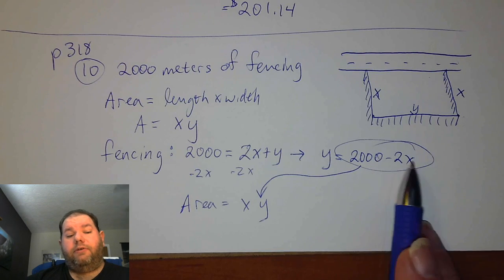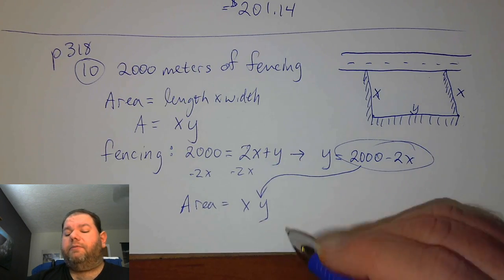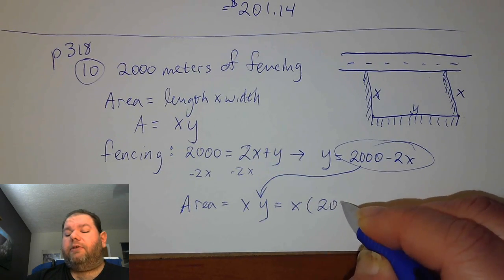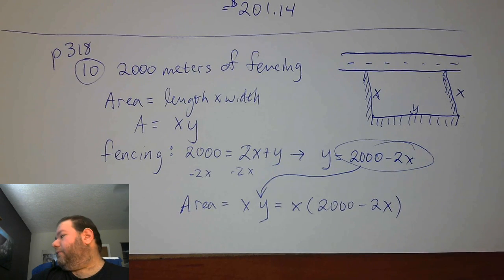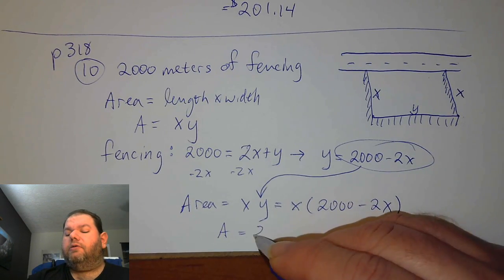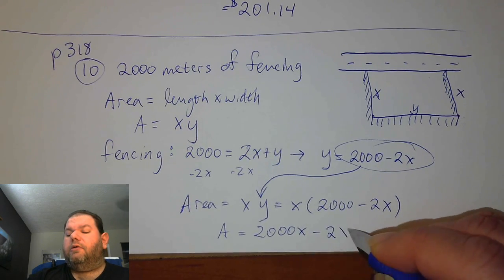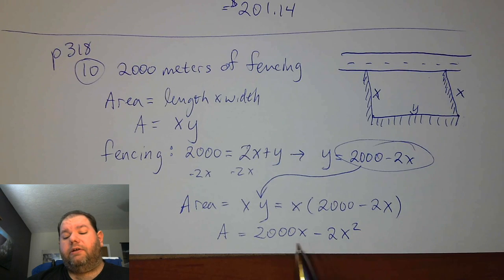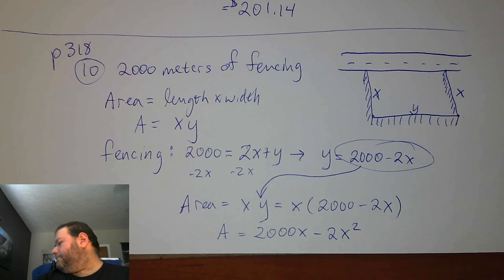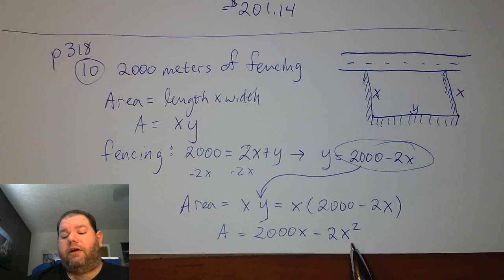Well, now that we know y is equal to 2,000 minus 2x, we can replace it in our area formula. So our area is x times 2,000 minus 2x. And so that becomes a quadratic equation. A equals 2000x minus 2x squared. Well, now that we have a single variable x instead of having two different variables x and y, with a single variable, now we can find a maximum like we were doing in the last section.